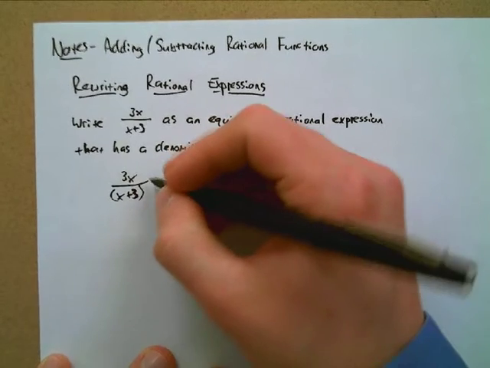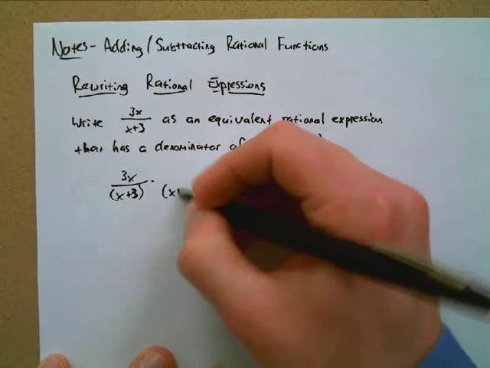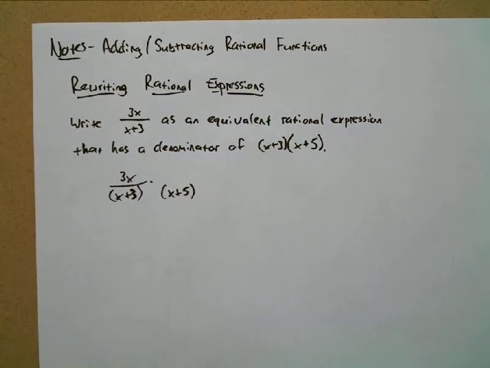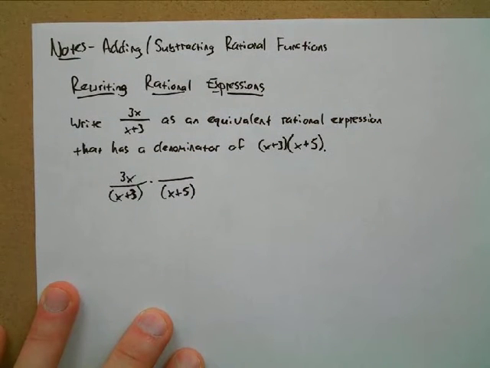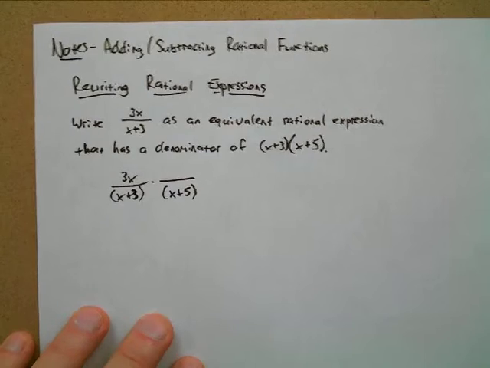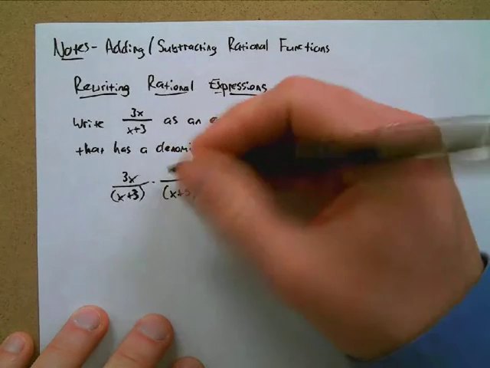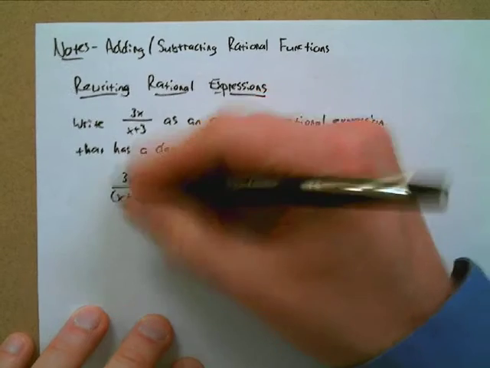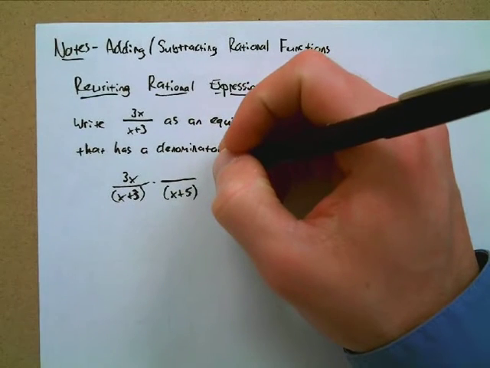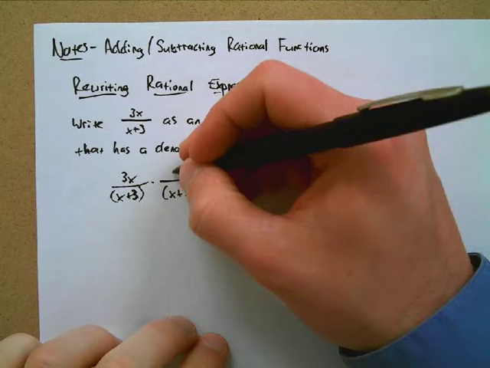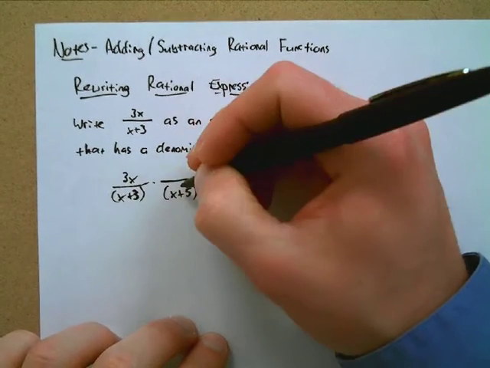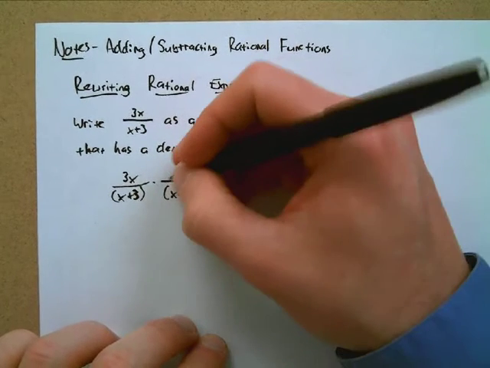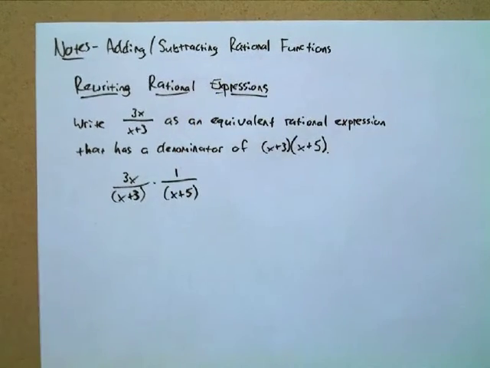So I'll multiply the bottom by x plus 5. But of course, I can't just multiply the bottom by x plus 5 because that's going to change the value. So what also needs to be multiplied on top? What do I need on top so that I don't change the value of this expression? If I multiply just by x plus 5 in the denominator, I'm going to change the value of this thing. So what needs to go on top?